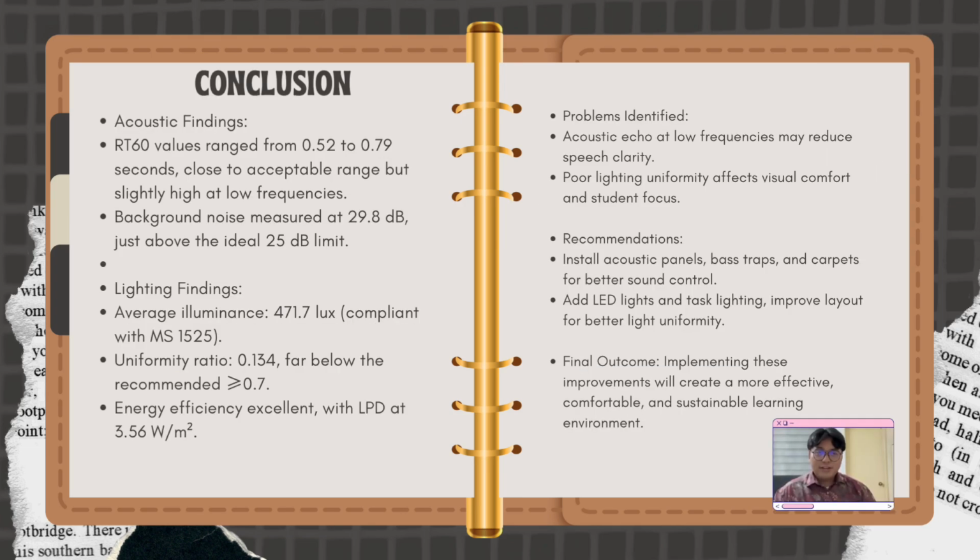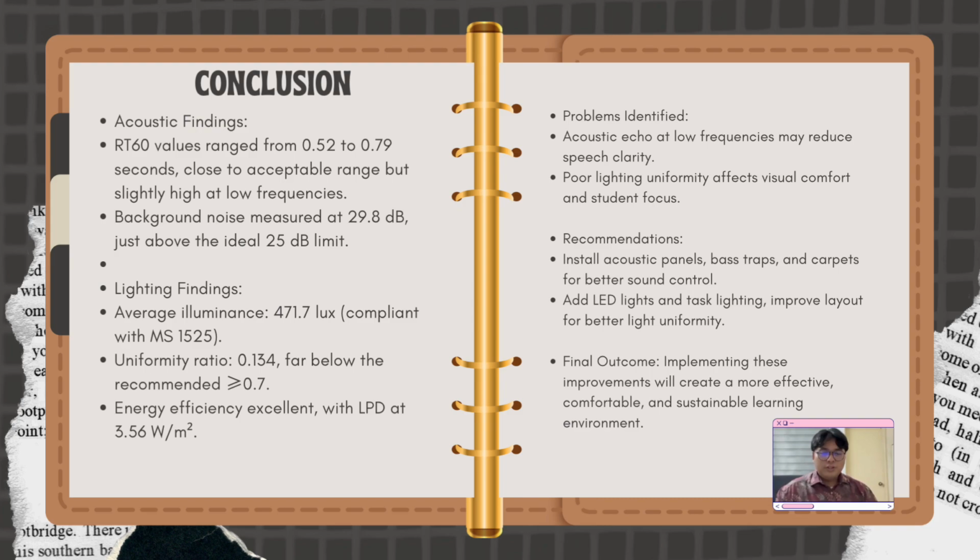For the conclusion, acoustic findings: reverberation time values range from 0.52 to 0.79 seconds, close to the acceptable range but slightly high at low frequencies. Background noise measured at 29.8 dB, just above the ideal 25 dB limit. Lighting findings: average illuminance 471.7 lux, complying with MS 1525. The uniformity ratio is 0.134, below the recommended 0.7, and energy efficiency is excellent with LPD at 3.56 watts per meter square.